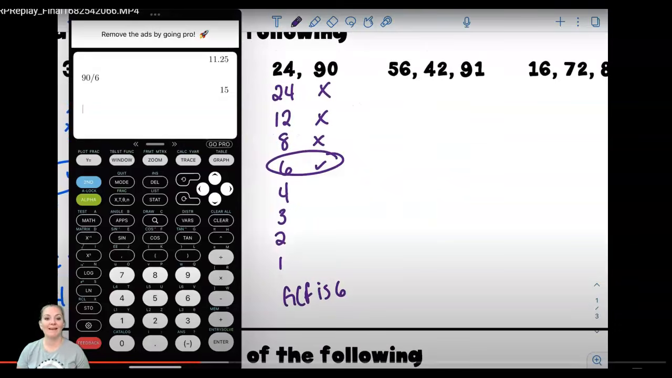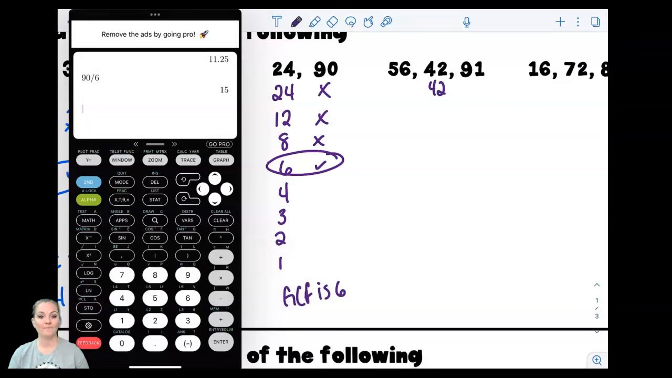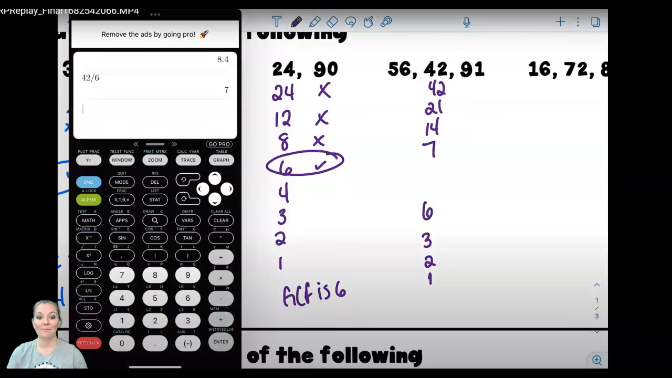56, 42, and 91. My smallest number is 42. So I'm going to find all of the factors of 42. So 42 and 1. If you're unsure, you can always use your calculator. 42 divided by 2, yes, so that's 2 and 21. 42 divided by 3, that's 3 and 14. 42 divided by 4 doesn't work. 5 won't work because it doesn't end in 0 or 5. 6 works, so 6 and 7. There is no number that's going to happen between 6 and 7, so I'm done.